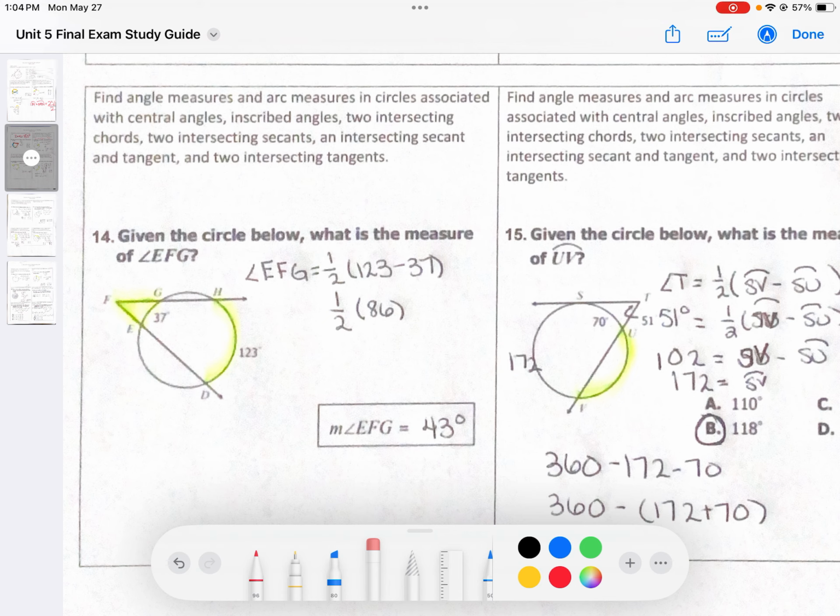I have two secants. What's the difference between a secant and a tangent? A secant goes through 2 points in a circle. A tangent touches the circle at 1 point. So these are two secants.